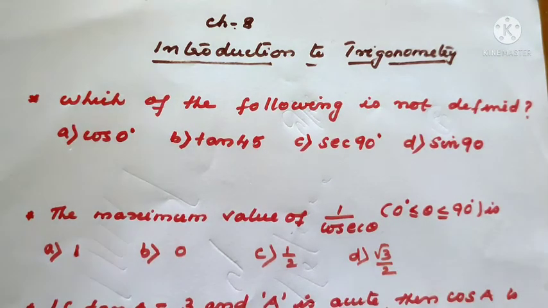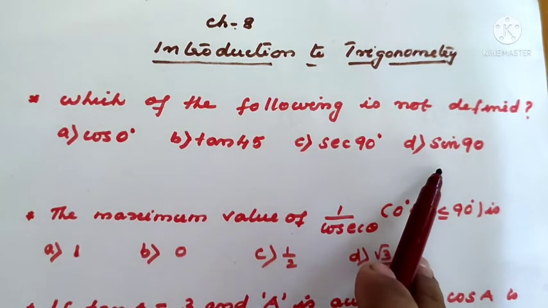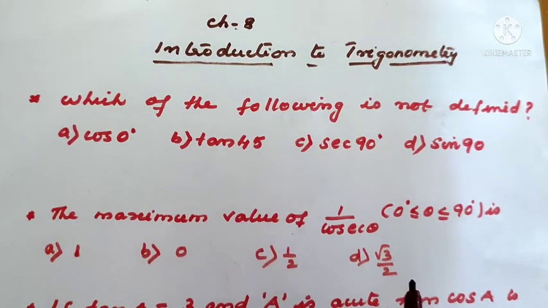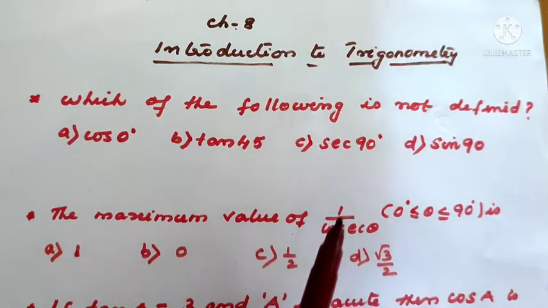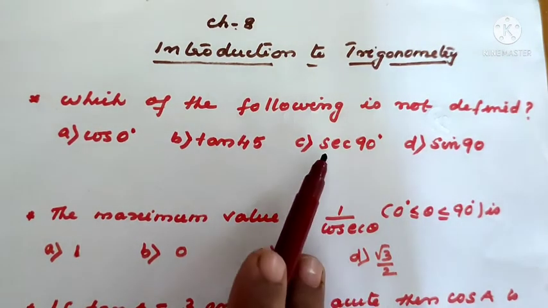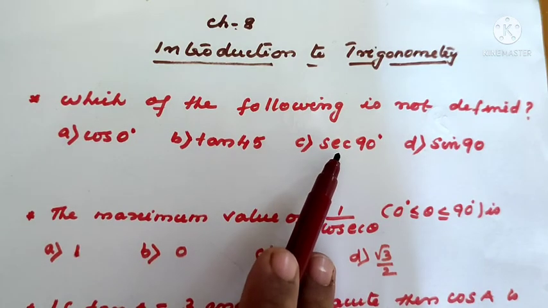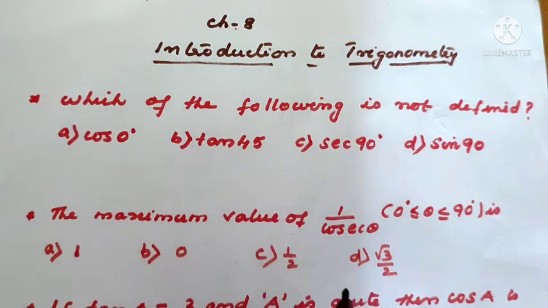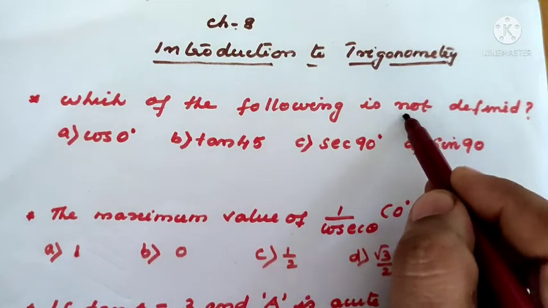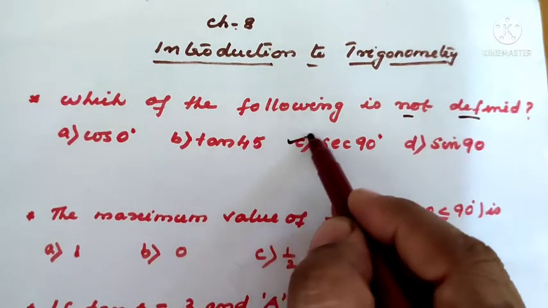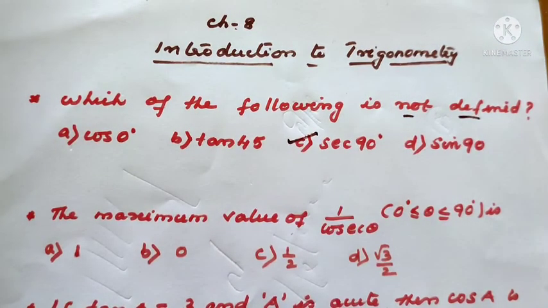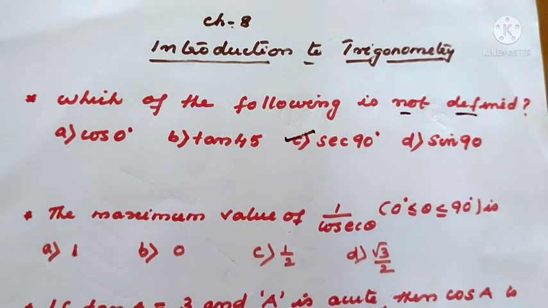So definitely we know that cos and sin have definite values, tan 45 also has a value, so sec 90 is the option for us. If you know cos 90 is 0, and sec is the reciprocal of cos, so it is undefined. The question asks which is not defined, so the answer is C only. Like that you can analyze the question and answer it easily.